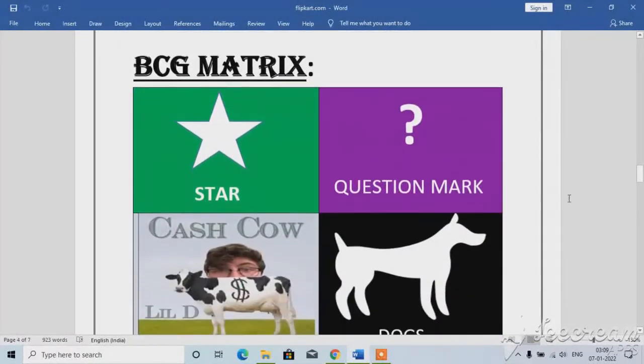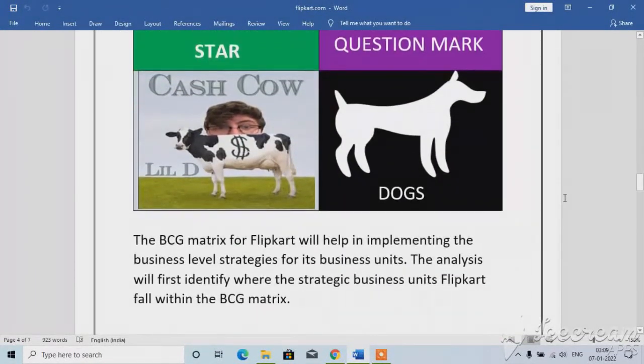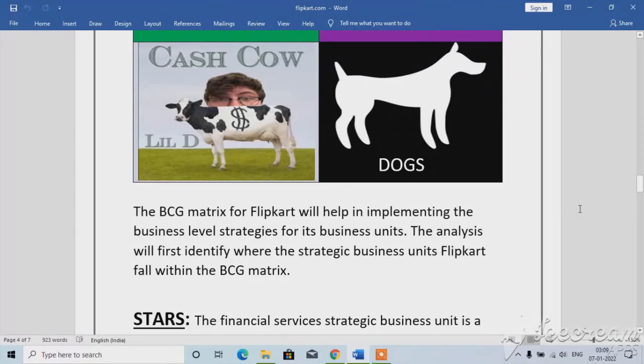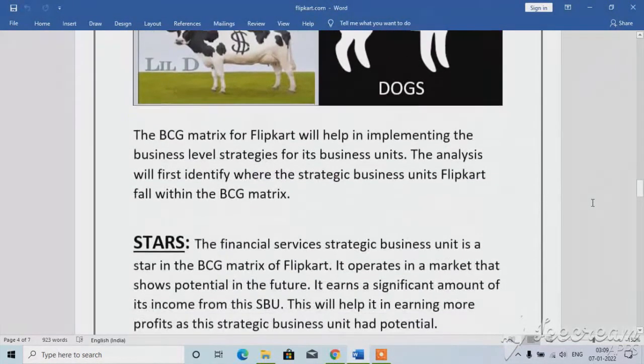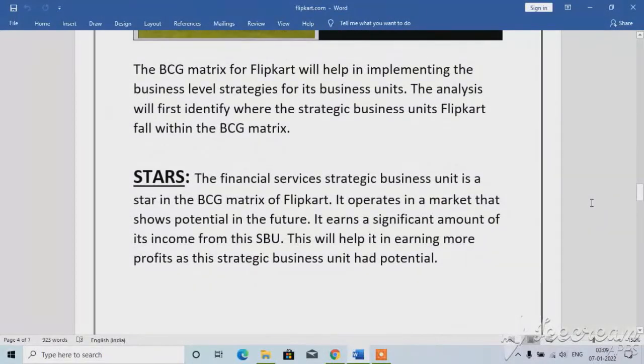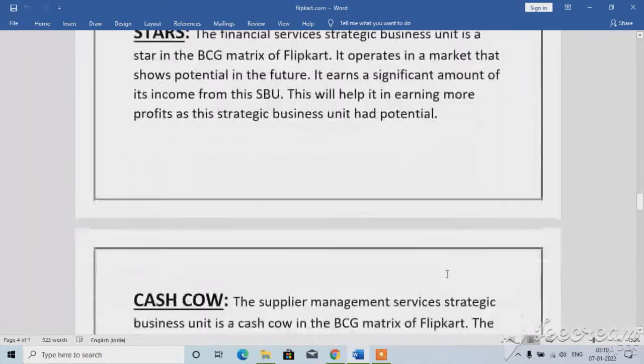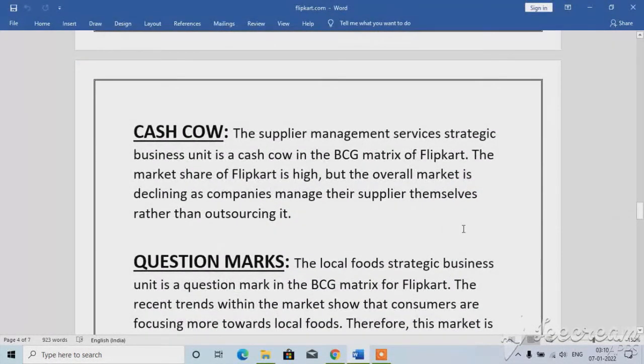Afterwards, the BCG Matrix. The BCG Matrix for Flipkart will help in implementing business level strategies for its business units. The analysis will first identify where the strategic business units of Flipkart fall within the BCG Matrix. First, star. The Financial Services Strategic Business Unit operates as a star, with potential. And after this, cash cow. The Supply Management Services Strategic Business Unit is a cash cow.